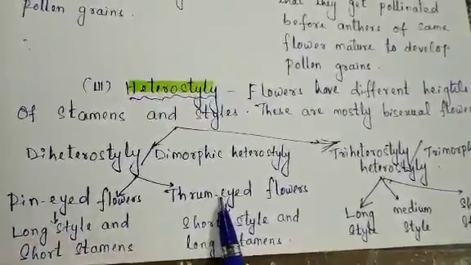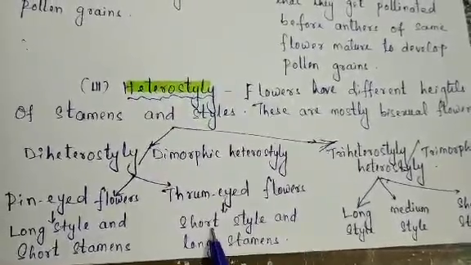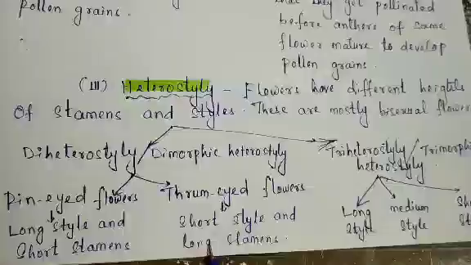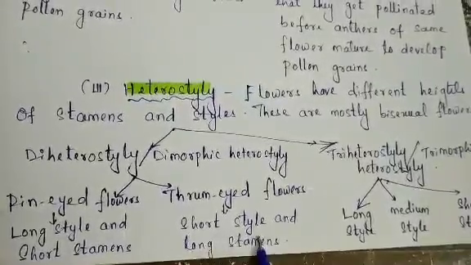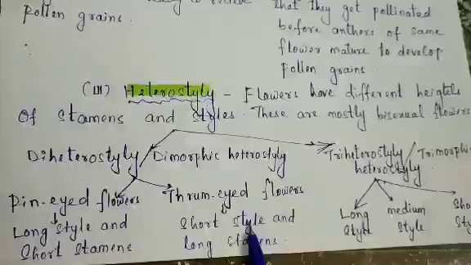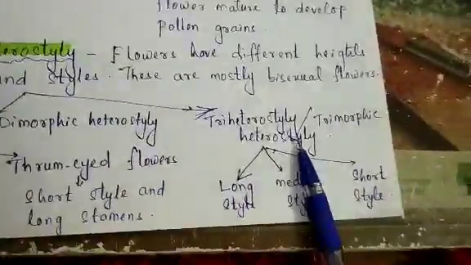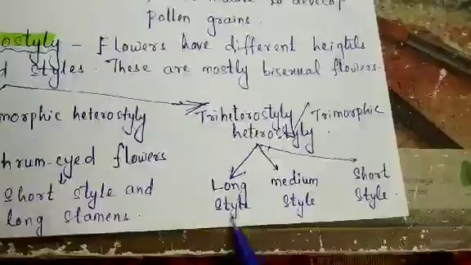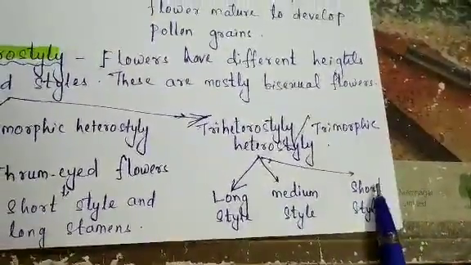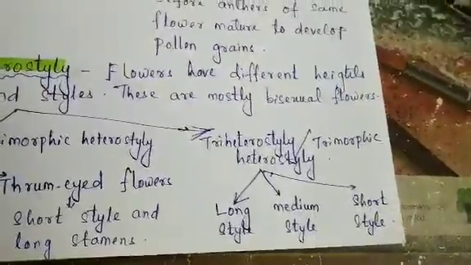The other type is called the thrum-eyed flower. You are going to memorize that the style is short, that is, the gynoecium is in a lower position, and the stamens are present above, or the filaments are longer than the style. Next is triheterostyly. Here, depending on the length of the style, the flowers are divided into three types: long style, medium style and short style.